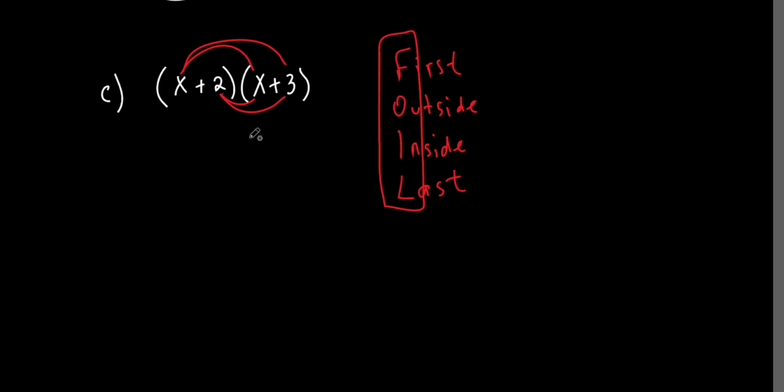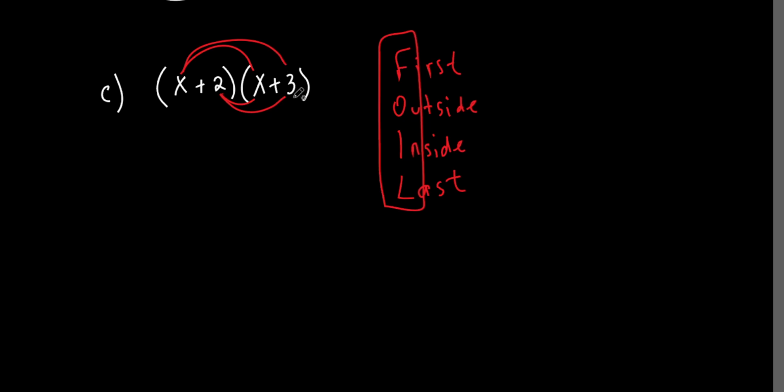So that's what we call it. We call it the FOIL method. All right, but those letters stand for something. First, outside, inside, last. Everybody got it? That tells you the order that you multiply these things through. So let's do the first. What's the first? It's the x times the x. Would you agree? Those are the first.